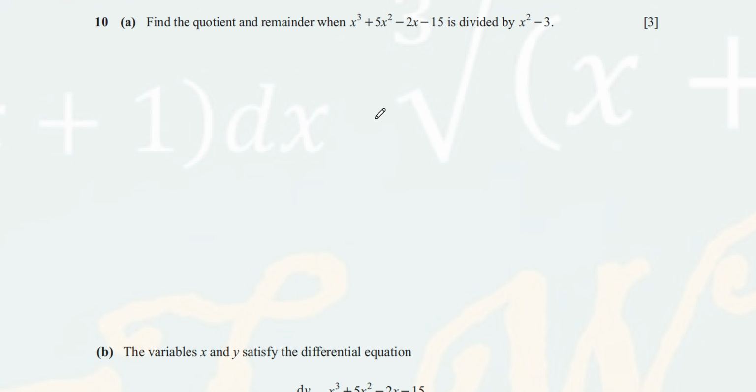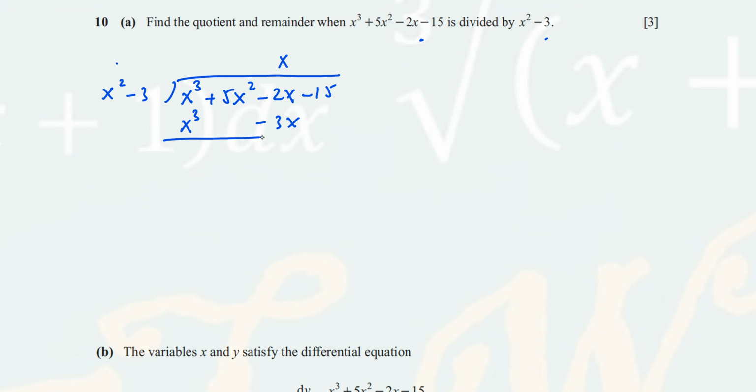Alright, now next question, number 10a. Find the quotient and remainder when the cubic function is divided by the quadratic function. So I'm going to use polynomial division to solve this. So here, x cubed plus 5x squared minus 2x minus 15 divided by x squared minus 3. Okay, so now I need to think of one term to multiply to x squared in order to get x cubed. So that term must be x. So x times x squared, x cubed, x times minus 3, that is minus 3x.